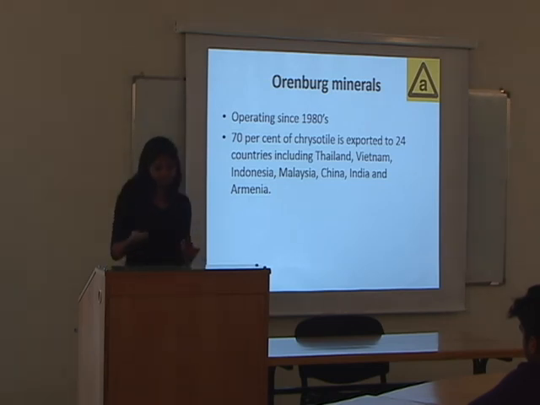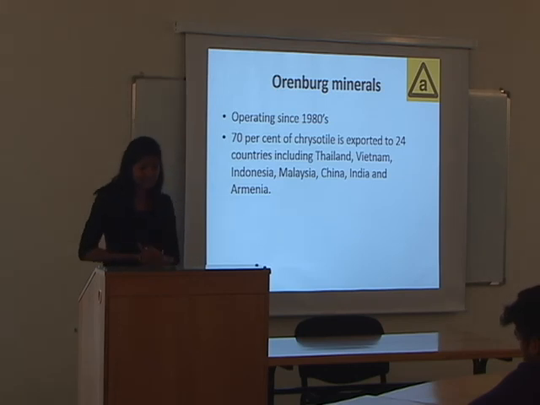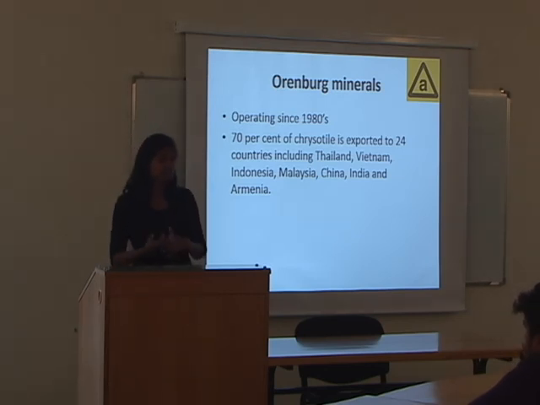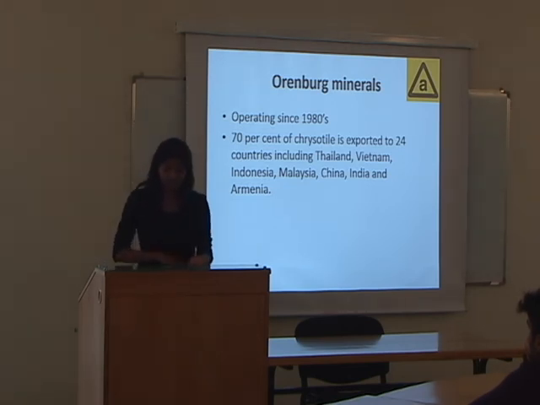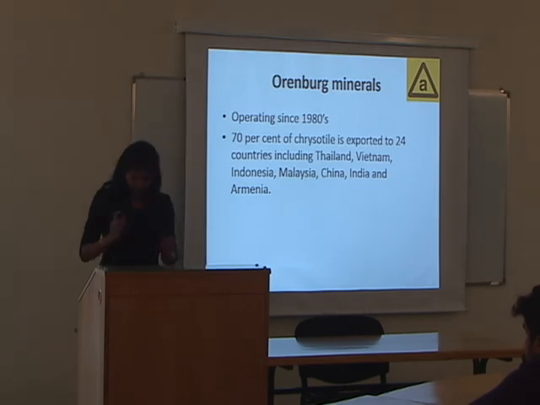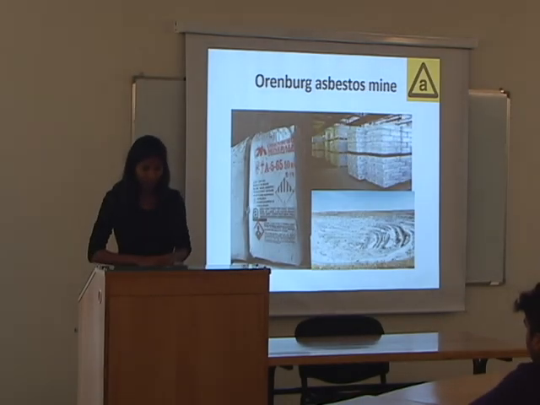They are the second largest producer in Russia. They have been operating since the 1980s. 70% of the production is exported to 24 countries, including Thailand, Vietnam, Indonesia, Malaysia, China, and India, even in Armenia. Sugar will give detailed information about Armenia.